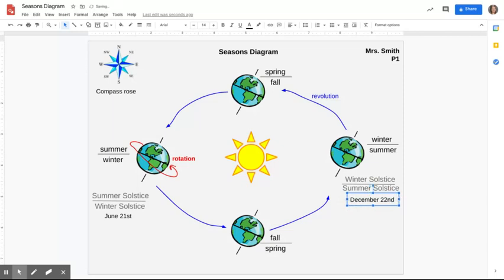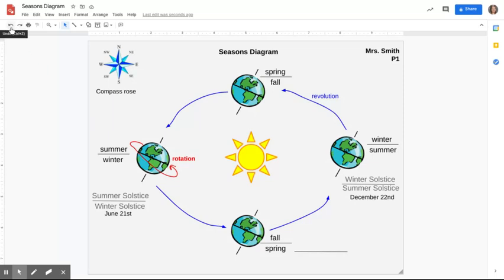So at this time, go ahead and pause your video and make sure you have these dates written down for our solstice, or when we have experienced either the most sunlight in a day, the longest daylight hours, or the shortest amount of daylight hours. After you've labeled your summer solstice and your winter solstice, marking the longest and the shortest days of the year, we're going to talk about our autumnal equinox and our spring equinox.